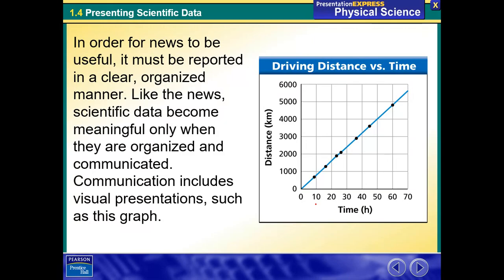And so we can see several things when we look at this graph. We can see that here our time is taken in hours. And so we have 10 hours, 20, 30, 40, 50, 60, and 70 hours. And then here we have distance, and we can see that our distance is measured in kilometers. So we can see that the more time we drive, the farther the distance is going to be.